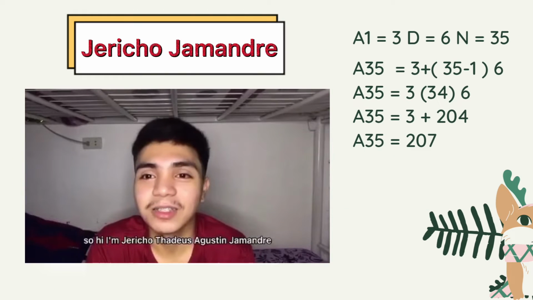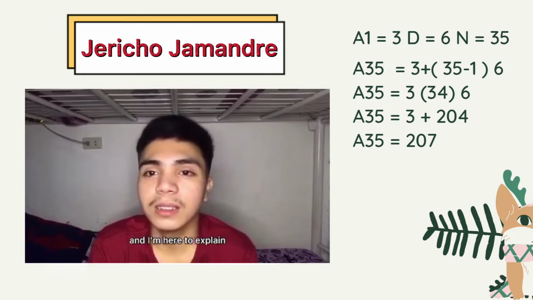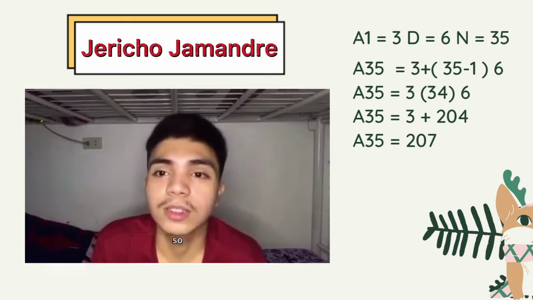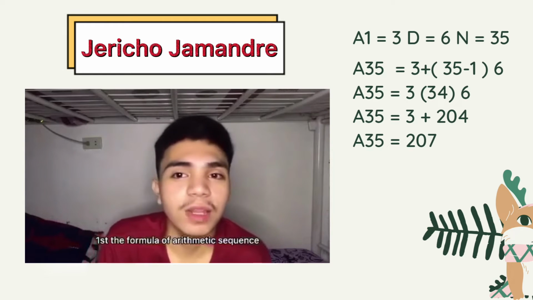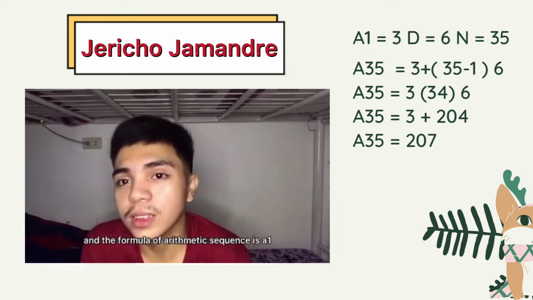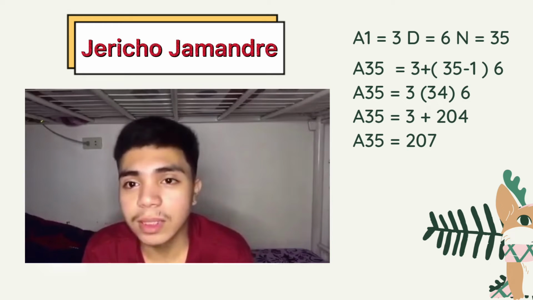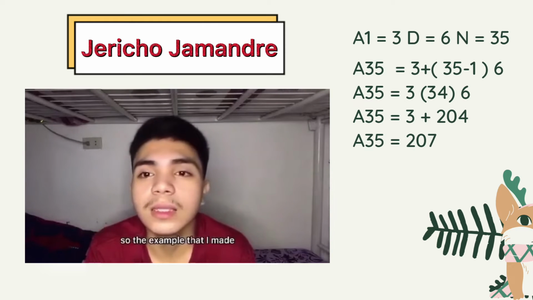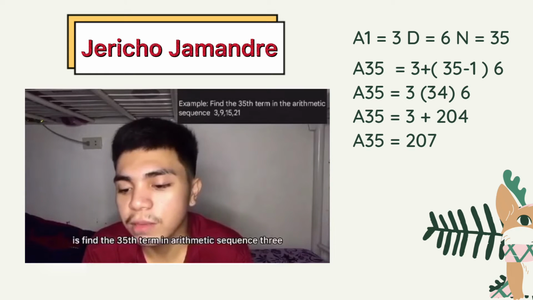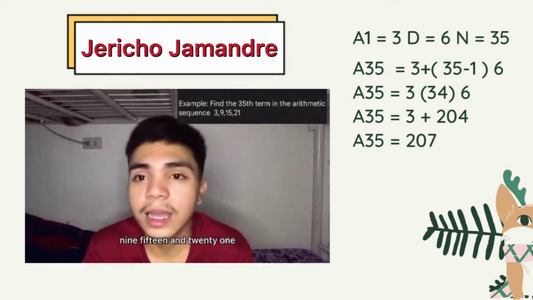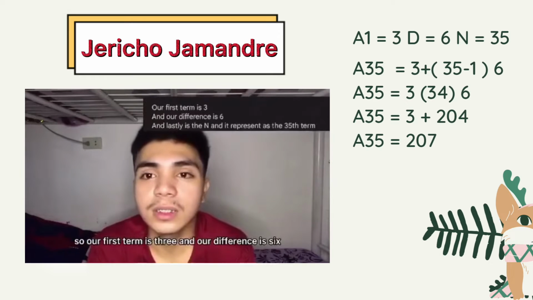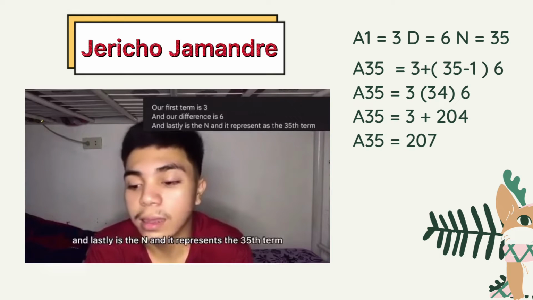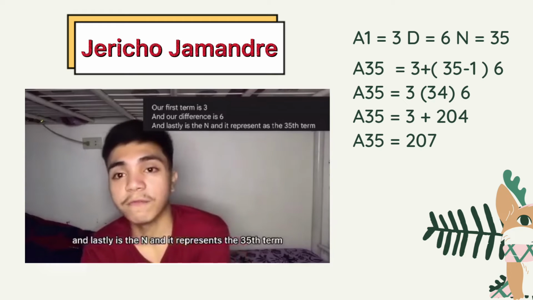So, hi, I'm Jerica Tadeus Agustin Hamanje, and I'm here to explain the example that I made in arithmetic sequence. So first, the formula of arithmetic sequence is a1 plus n minus 1 and d. So the example that I made is find the 35th term in the arithmetic sequence 3, 9, 15, and 21. So our first term is 3, and our difference is 6. And lastly is the n, and it represents the 35th term.